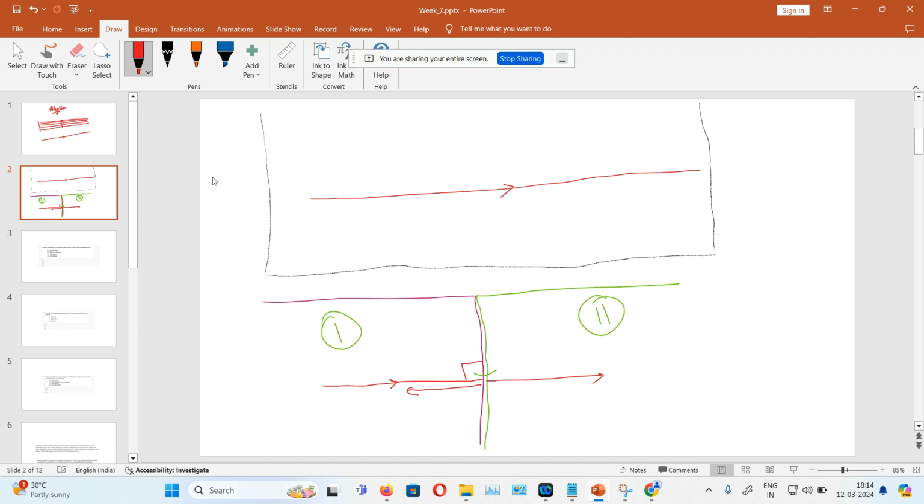Okay, and what happens? The speed of the light will change from one medium to another medium. If it has a refractive index n1 and if it has a refractive index n2, the speed of the light in the vacuum will be c, which is 3 into 10 raised to 8 meter per second. But when it is traveling in a particular medium, the velocity will be equal to c by n.